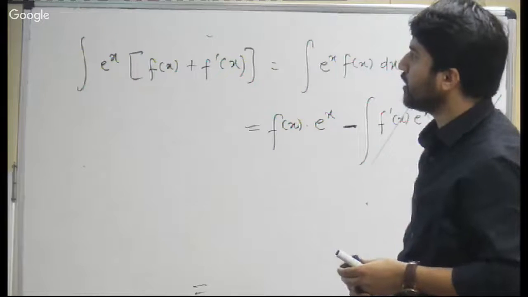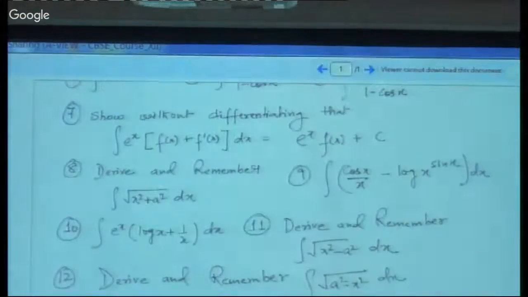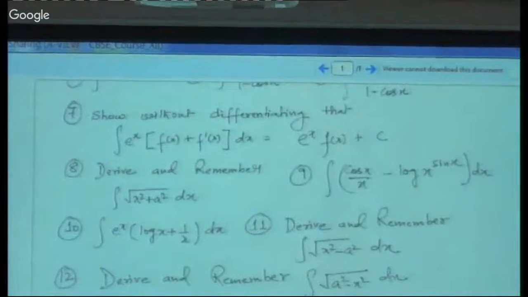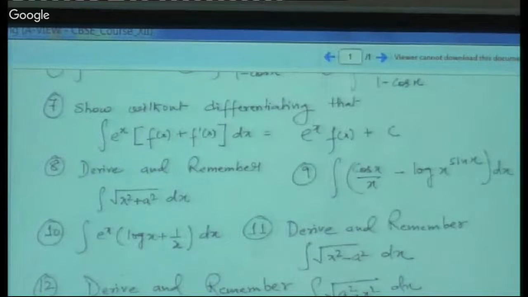Let's go to question number 8, derive and remember. Last time we remembered 7 integration rules. We derived and remembered them: dx upon quadratic, then dx upon under root quadratic. Now the thing is under root quadratic into dx. Since we know integration by parts, we can easily integrate this. How to go for it?